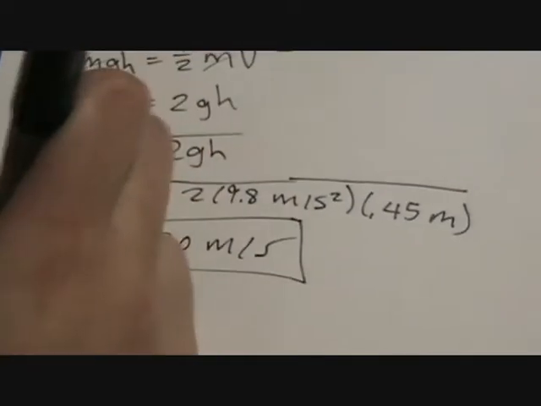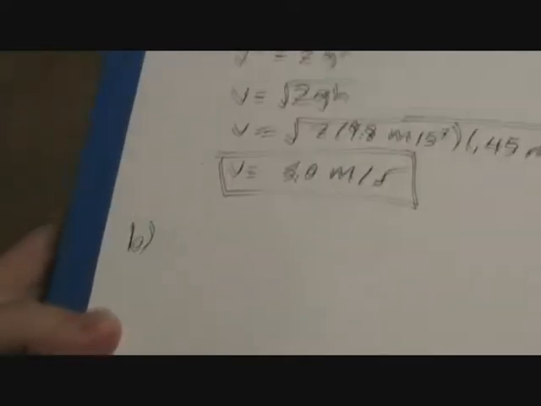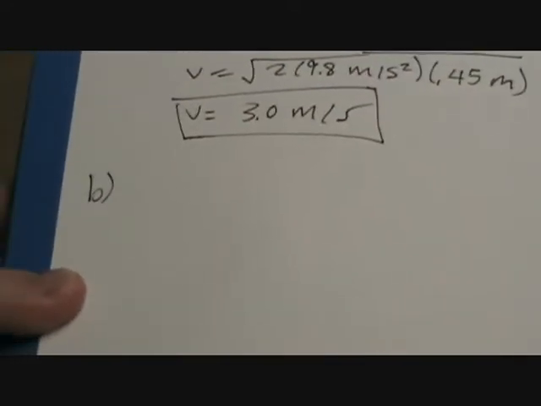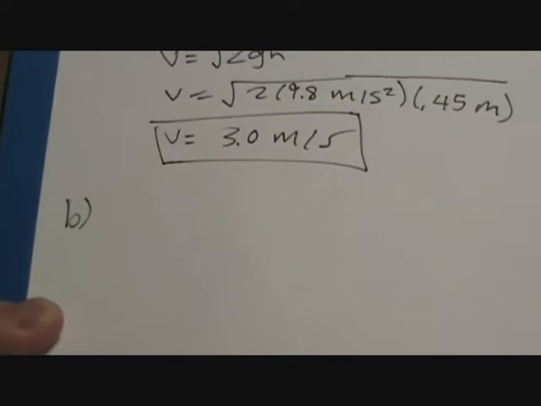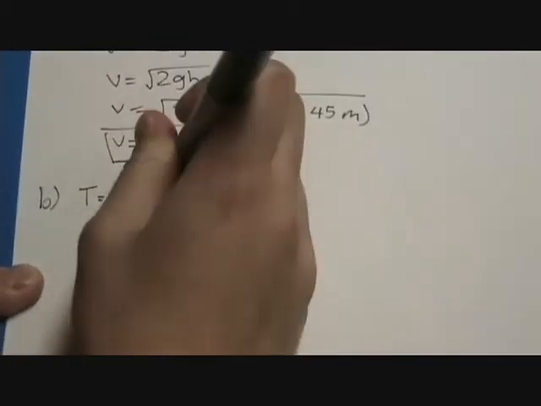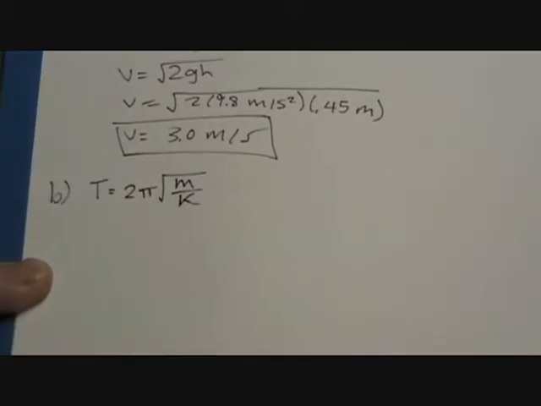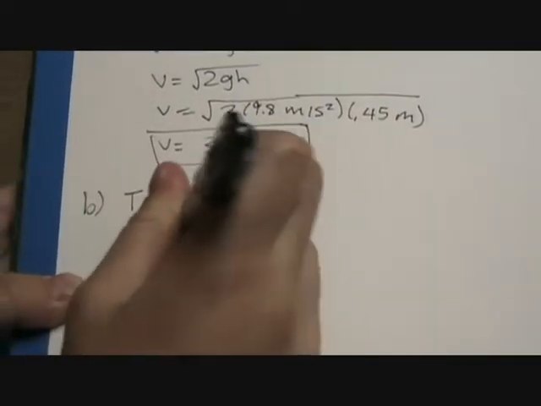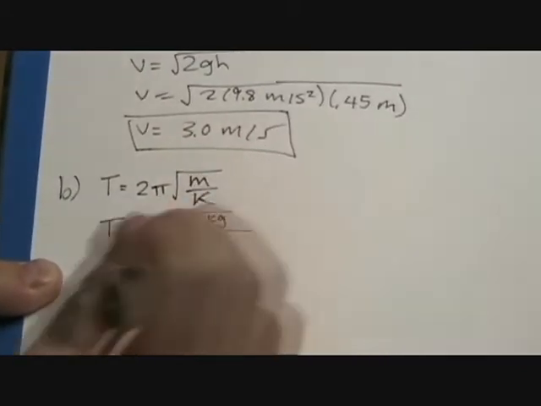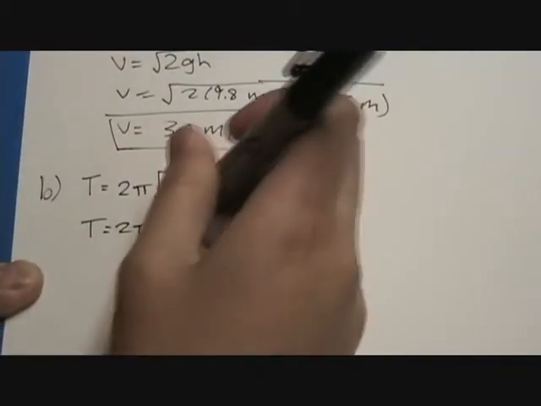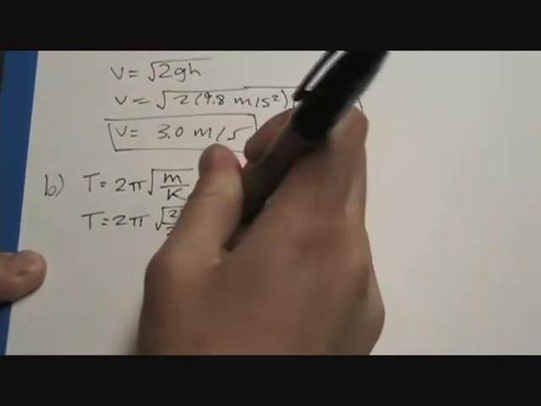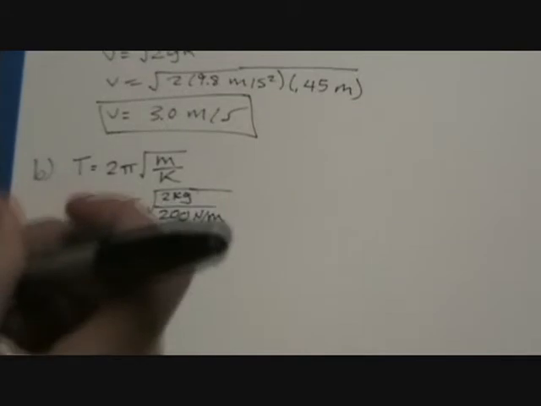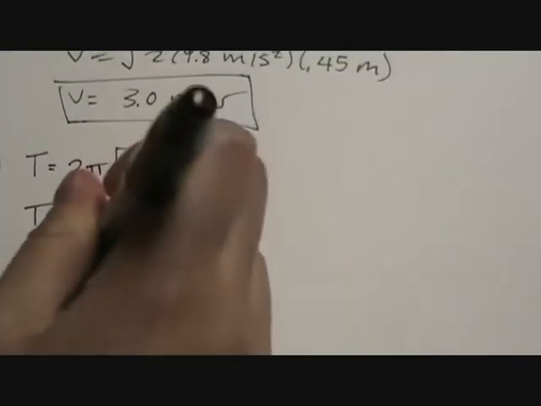Okay, so now we're going to do part B. And the question for part B is, determine the period of the simple harmonic motion that ensues. So the equation for the period of the spring is period equals 2 pi square root of m over k. And we can plug in m is 2 kilograms of the block. And k in this case is 200 Newtons per meter. Okay, and that turns out to be 0.63 seconds, which is the period.